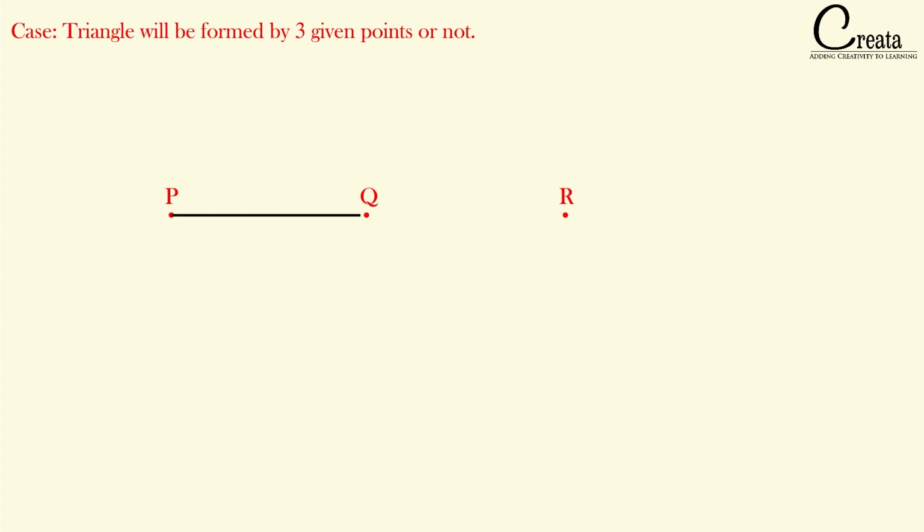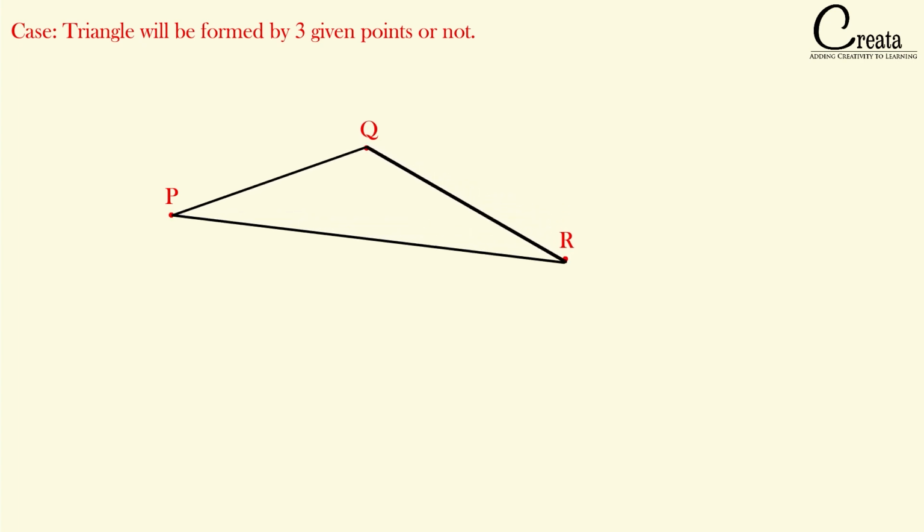Let's see. The first case is that the question generally gives 3 points. We have to check whether a triangle will be formed or not. If we join these 3 points, will a triangle be formed or not? So in what case will no triangle be formed? When these 3 points are on a straight line, then no triangle will be formed. When these 3 points are slightly above and below, then only a triangle will be formed. That is, non-collinear.